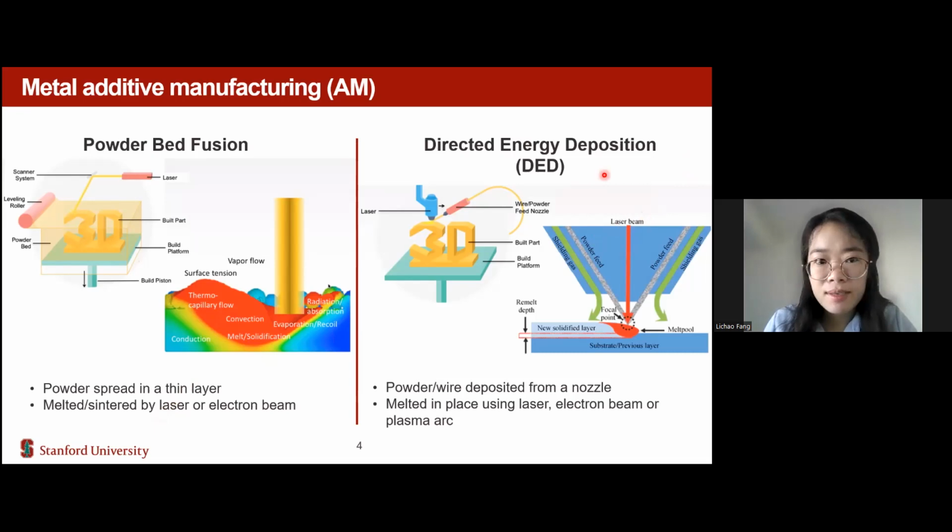There's another process which is called directed energy deposition. Actually, this process is very similar to powder bed fusion, and it involves similar physical phenomena. But the difference is that in DED, the powder is deposited from a nozzle, and it is melted by the laser at the same time as the deposition.